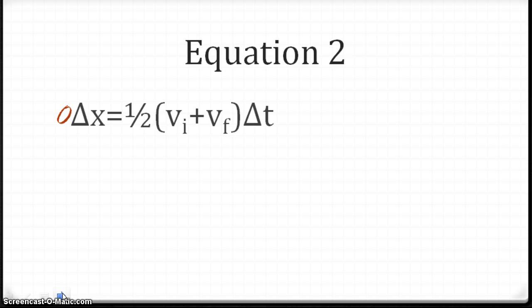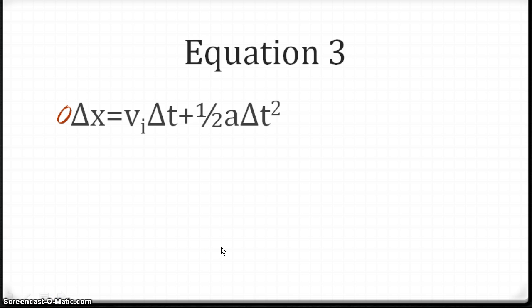The second equation says delta x equals 1/2 multiplied by the quantity of the initial velocity plus the final velocity, multiplied by delta t. If you don't have delta x, it can be found doing the average velocity multiplied by the change in time. Combining this equation with the average velocity equation, which is the quantity of the initial velocity plus the final velocity divided by 2. Use this equation when the acceleration is unknown.